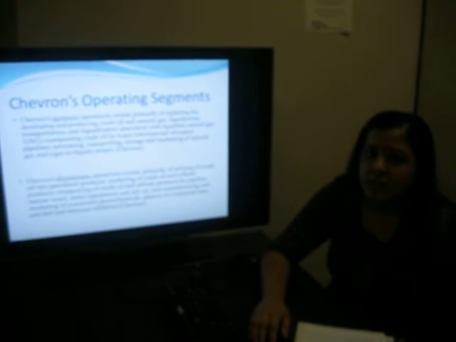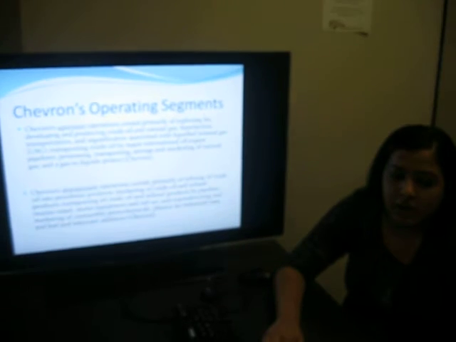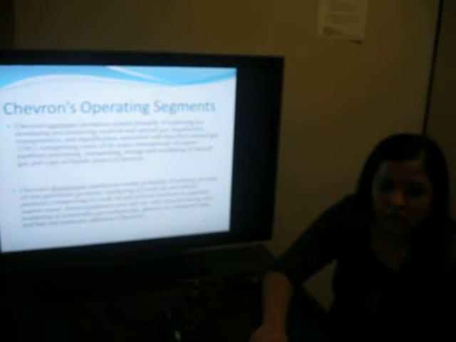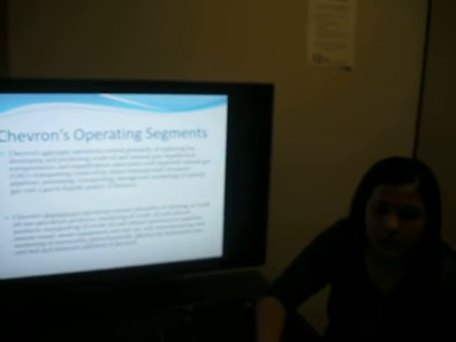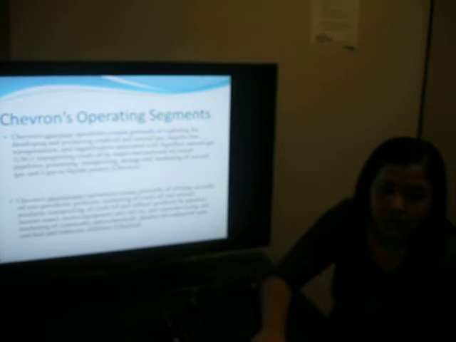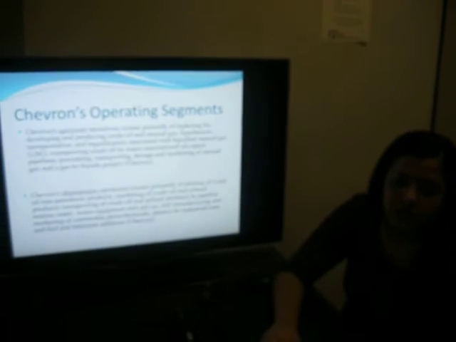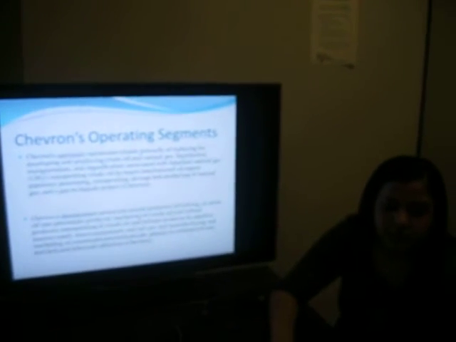Chevron has two operating segments, the downstream and the upstream. The upstream operations consist primarily of exploring for, developing, and producing crude oil and natural gas, liquefaction, transportation, and regasification associated with liquefied natural gas, transporting crude oil by major international oil export pipelines, processing, transporting, storage, and marketing of natural gas and gas to liquids projects.